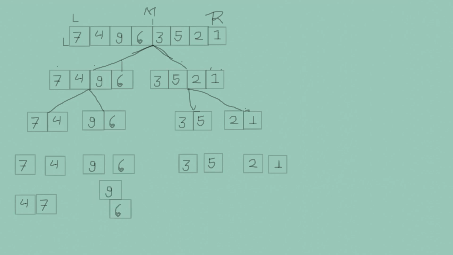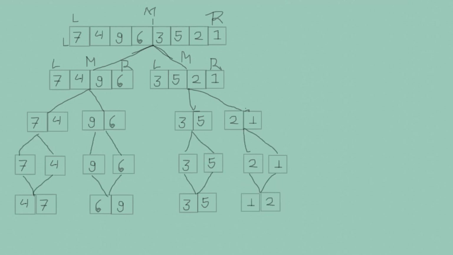Now we need to do the same thing. 9 or 6, which is the smallest one? 6 is the smallest one, so 6 comes first. Do the same thing for 3 or 5. Okay, so 3 is the smallest one, so we write 3 and 5. Now we need to compare 2 and 1. 2 is the biggest one and 1 is the smallest one, so 1 comes first.